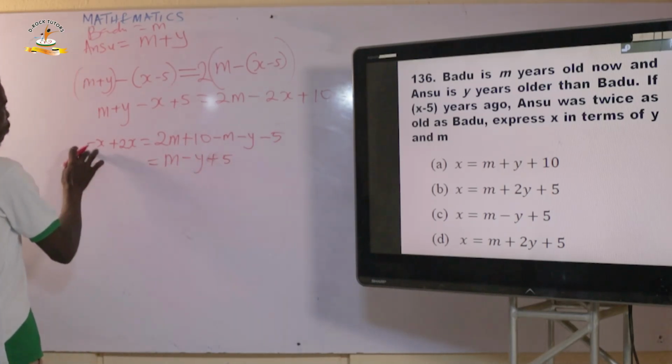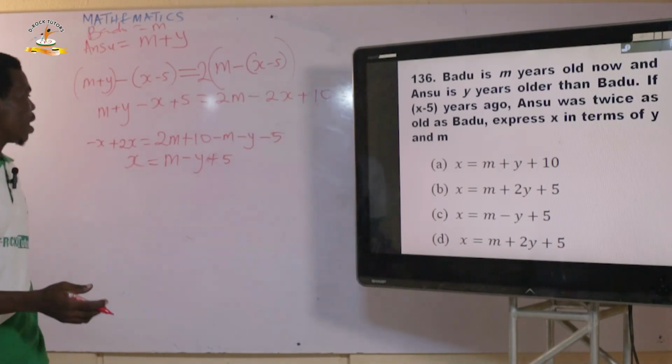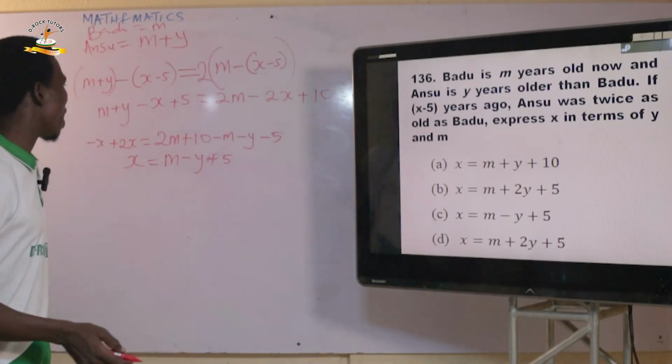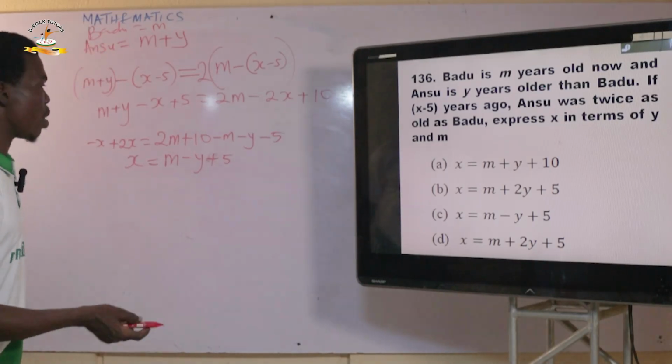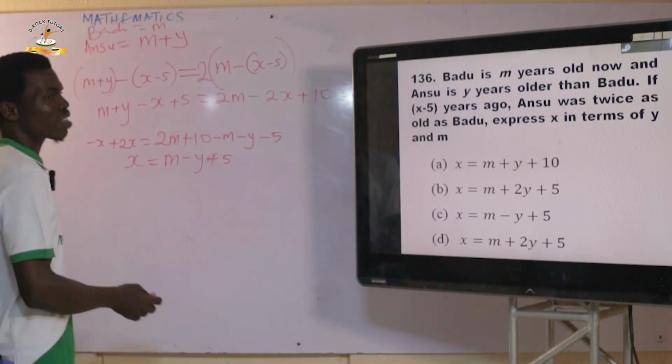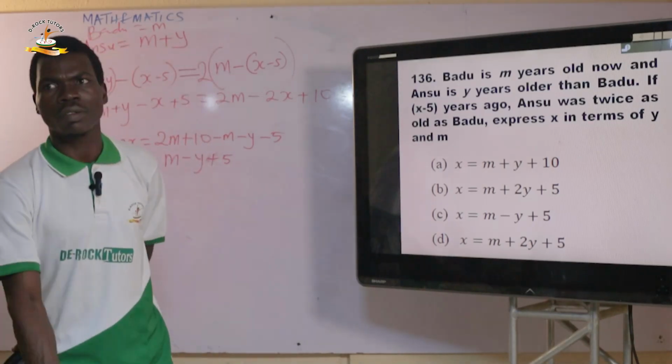And this is equal to minus x plus 2x, which is simply x. And let's look at an option that has x equals n minus y plus 5. x equals n minus y plus 5. That is option C. The correct option is option C. Next question.